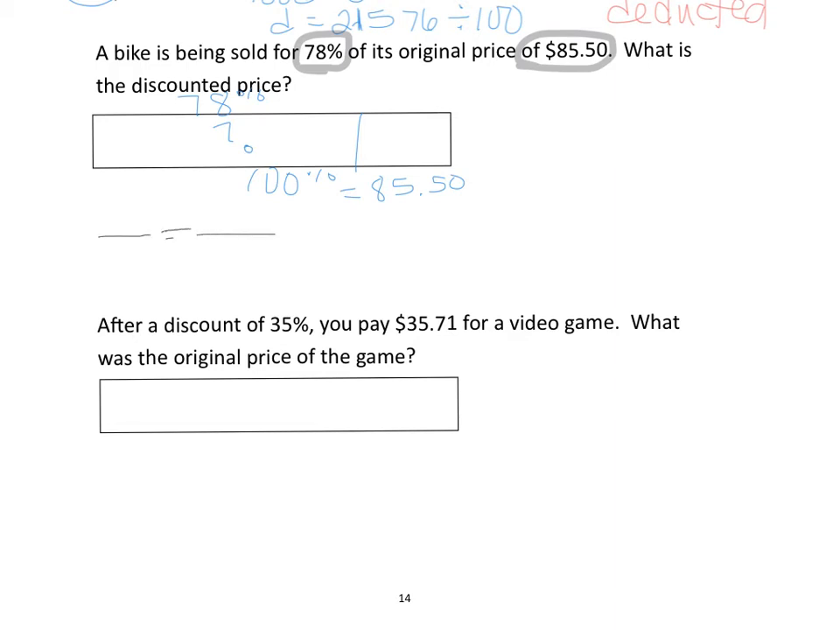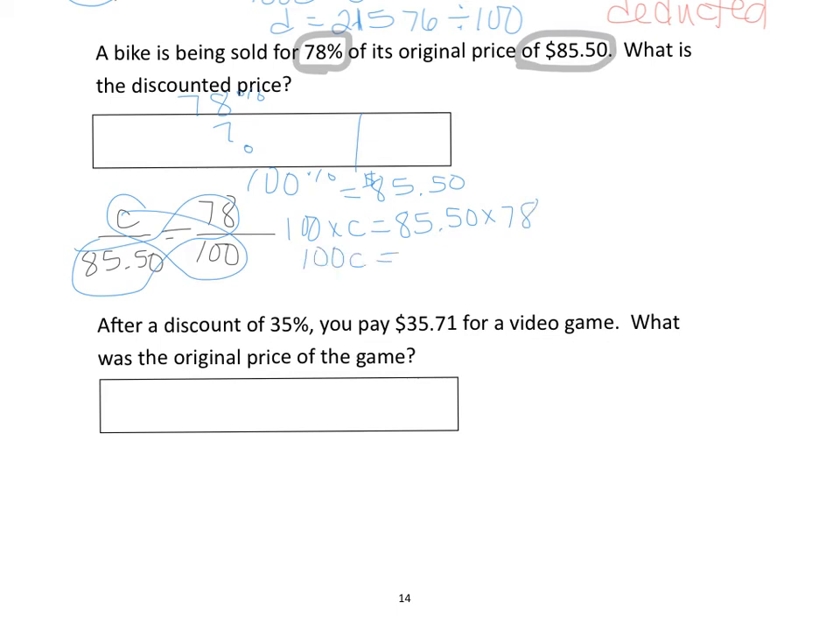When we set up our proportion, we know that $85.50 has to go on the same side of the ratio bar as 100, and we're looking for 78% of that cost. We cross multiply as we normally have been doing. To get that, the discounted price is going to be $66.69 if we were putting this into the equation instead of the proportion.